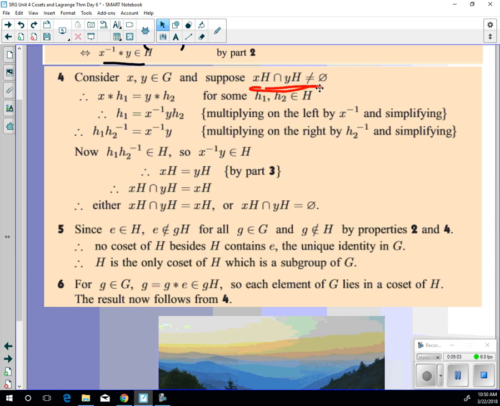It just supposes it. One of the possibilities. Yes. So they either don't intersect at all, or else they intersect with xH. Right. All right, two more to go.